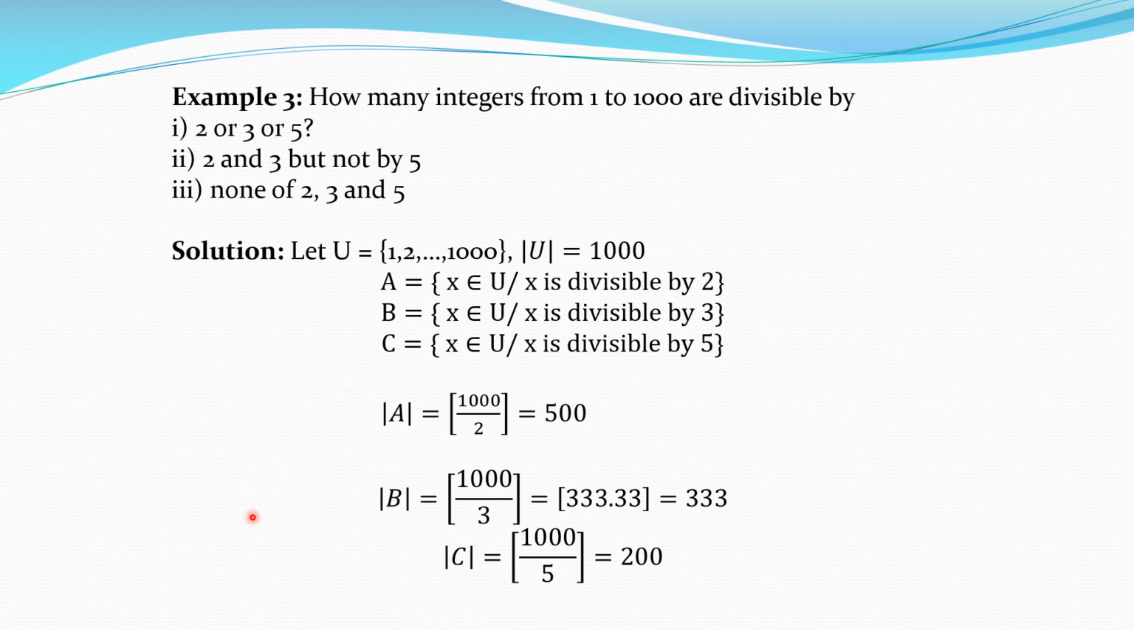Similarly, the cardinality of B means the number of integers divisible by 3. So it is 1000 divided by 3, which is actually 333.33. But we consider the greatest integer not exceeding this, means remove just the decimal part. So it is 333. Similarly, the number of integers divisible by 5 is 1000 divided by 5, which is 200.